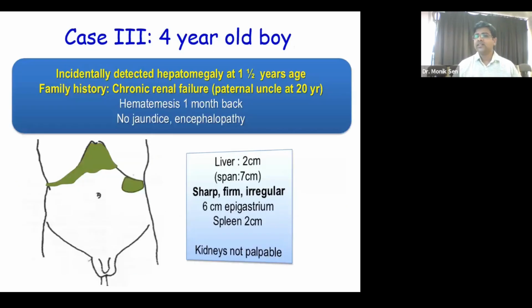4-year-old boy, incidentally detected hepatomegaly at 1.5 years of age. The father and the paternal uncle in the family have had chronic renal failure. This child himself has had hematemesis 1 month back. That means there might have been a variceal bleed, and there is a sharp, firm, irregular liver with a small spleen. The kidneys are not palpable.